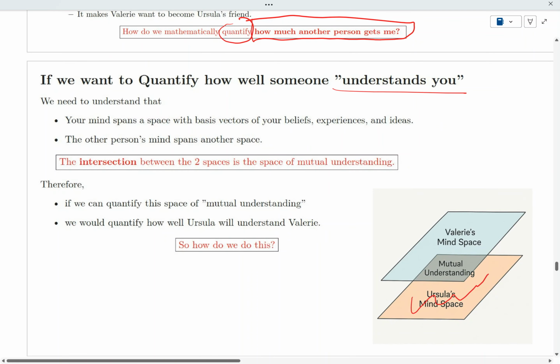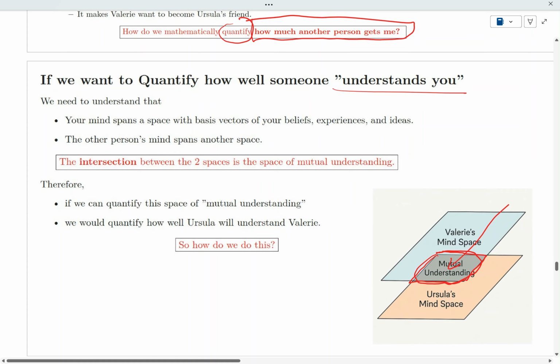However, there's a part of intersection. This intersection implies that they understand each other. So this right here is the space of mutual understanding. The size of this space, the dimension of this space, the bigger it is, the more mutual understanding both parties have of each other.